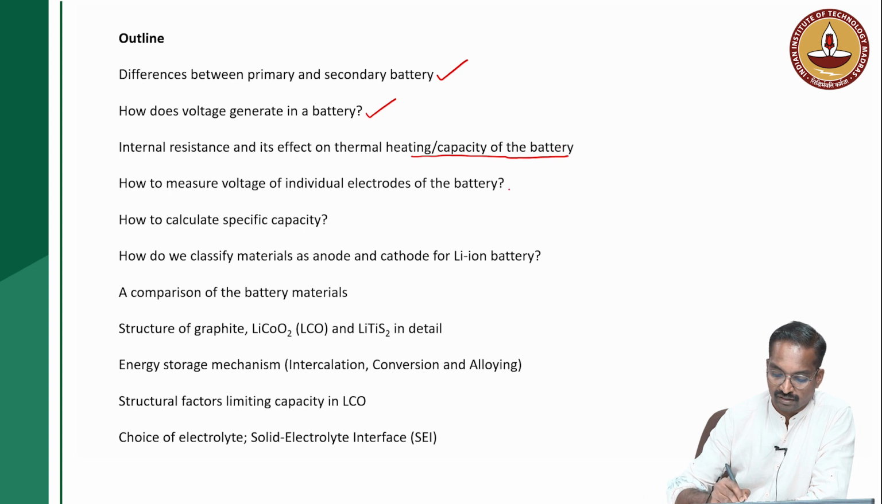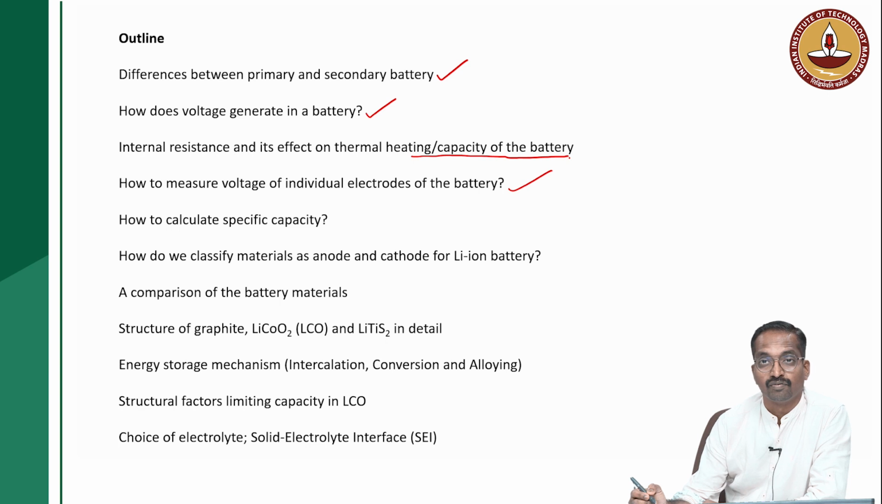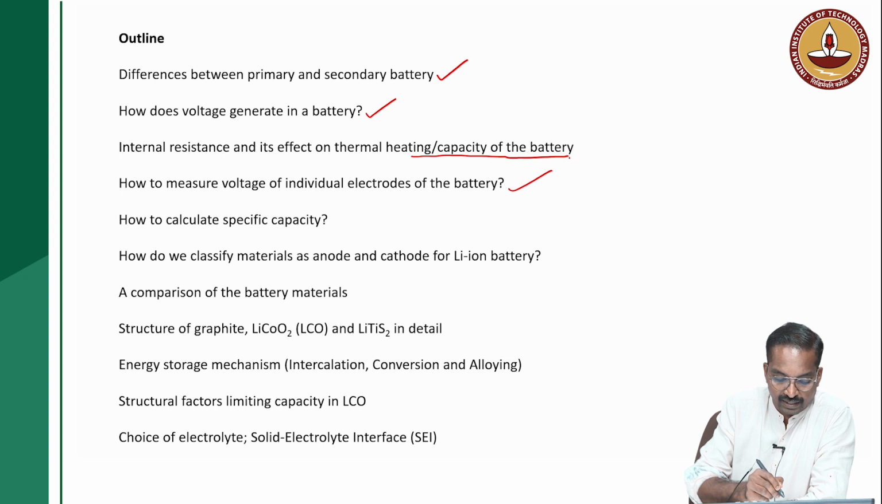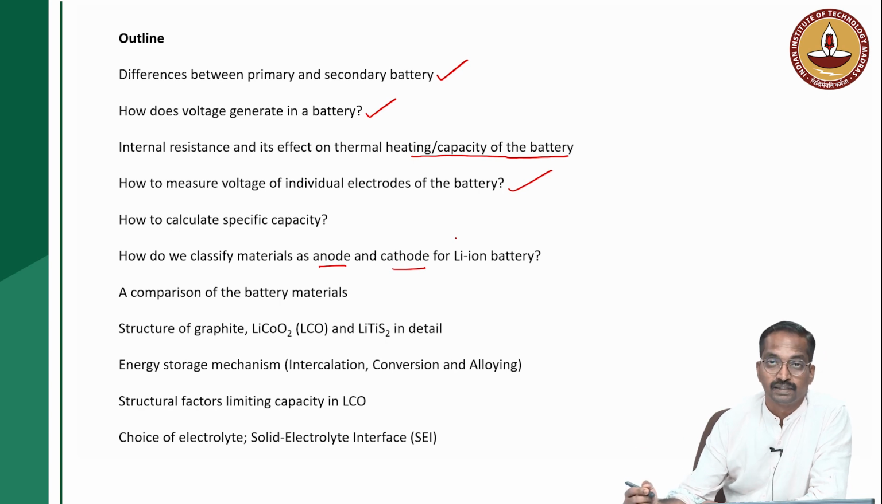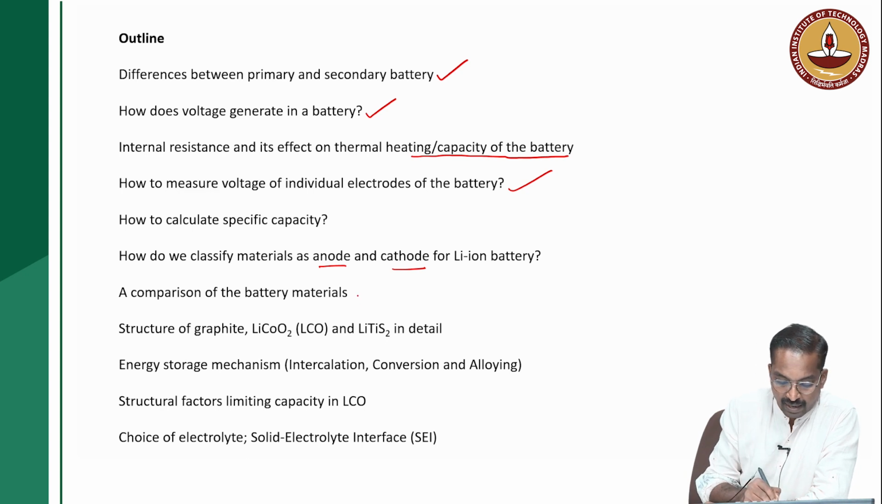That is another topic that we will discuss, and how to calculate the specific capacity of each of the active materials that we use in the battery, and how we classify the materials as anode and cathode, because there are materials which are suitable for the anode. Generally they are low voltage materials, and there are materials which are suitable for the cathode of a lithium ion battery. They are high voltage materials. So, based on the voltage we will classify whether the given material is for anode or cathode, and we will do a comparison of the battery materials at some point in our lecture.